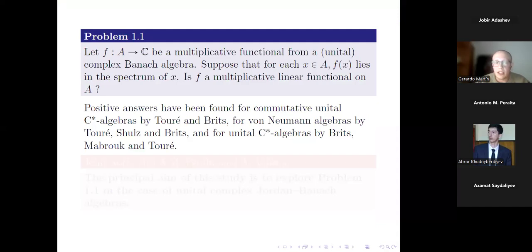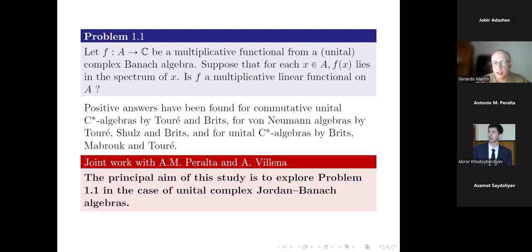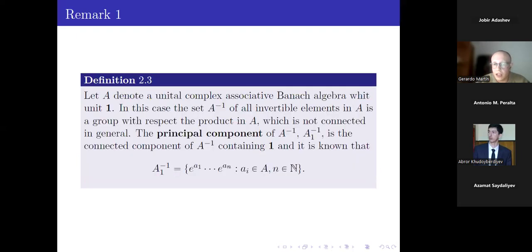So the principal aim of this study, which is joint work with Antonio Peralta and Armando Villena, which has already been published, is to study problem 1.1 in the case of unital complex Jordan Banach algebras. But before stating what the problem is in this case, let me make two brief remarks. The first one is related with the principal component.